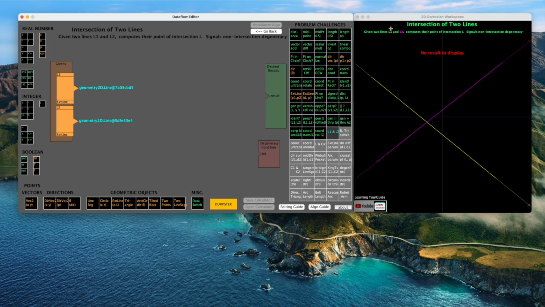Well, let's start by looking at the problem definition. I'm looking over at the right-hand window. So we're given two lines, the yellow L1, magenta L2, and we're asked to compute their point of intersection. Well, that's going to be this point right here. And we're supposed to signal non-intersection degeneracy. Oh, okay. Well, obviously two parallel lines are not going to form an intersection. So that is our degeneracy condition.